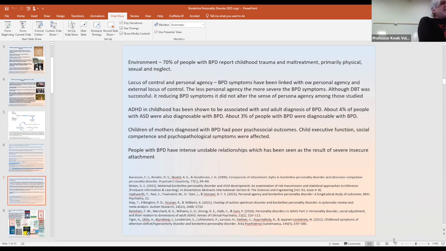Children of mothers diagnosed with BPD had poor psychosocial outcomes; child executive function, social competence, and psychopathological symptoms were affected. And the intense, unstable relationships in people with BPD were seen as a result of severe insecure attachment. So again, if you want to think about attachment theory, are you guys learning about attachment theory in other classes? I think Dr. Schwartz talks about attachment theory a little bit.